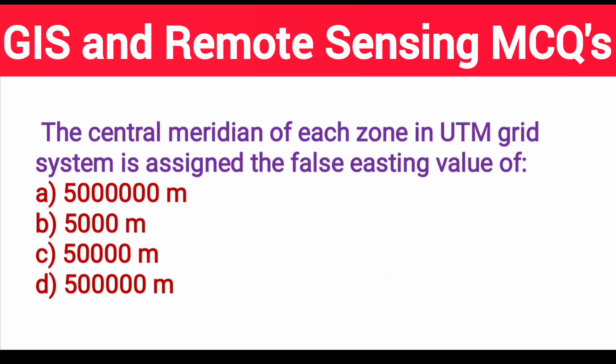Next question, the central meridian of each zone in UTM grid system is assigned a false easting value of option A, 50 lakh meter, option B, 5,000 meter, option C, 50,000 meter, option D, 5 lakh meter. So the correct answer is option D, 5 lakh meter.